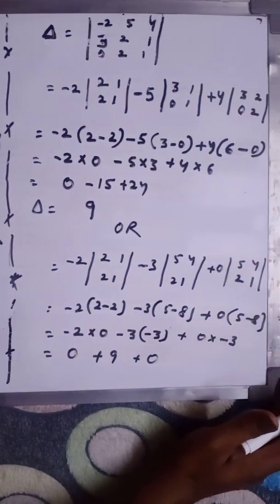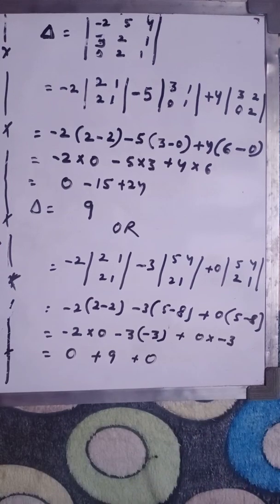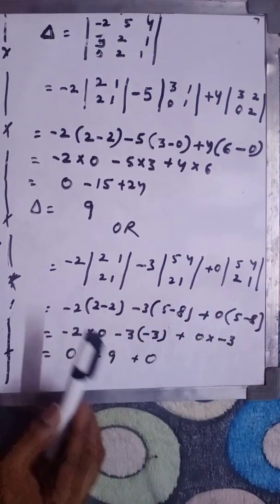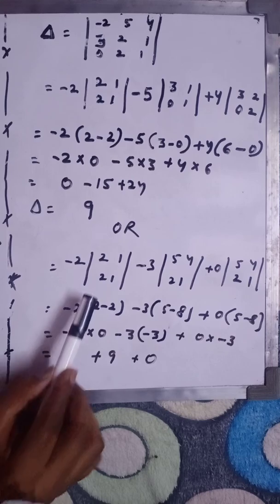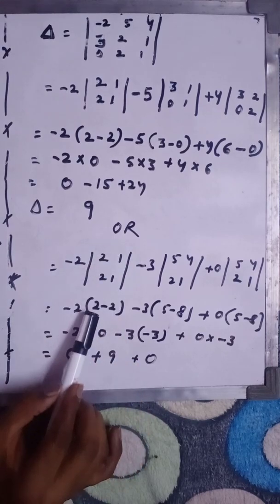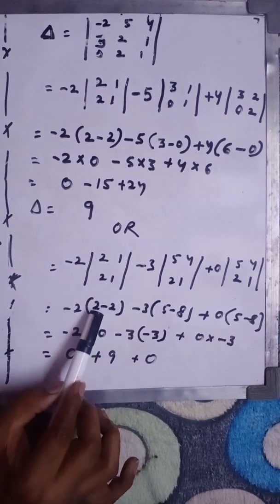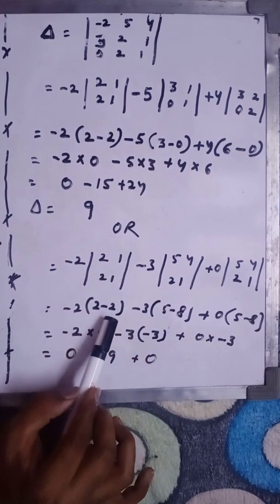Now you can see. Fine, so minus 2 will be the same, and you have to evaluate this 2 minus 2, the 2 into 1, that would be 2, and 2 into 1, that would be 2.